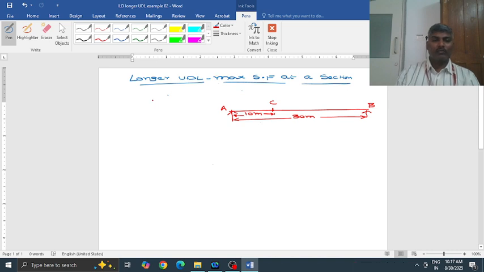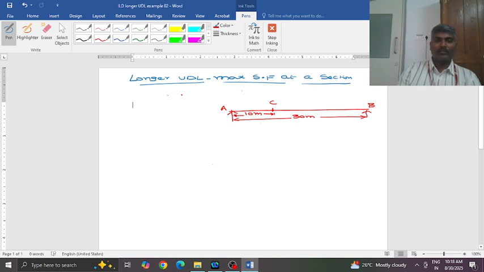Today we will learn how to find maximum shear force at a section when a longer UDL is traversing the girder. So you can see here I have taken a girder AB of span 30 meters. Our requirement is, say at 10 meters from left, what is the maximum shear force that can be developed because of a longer UDL?